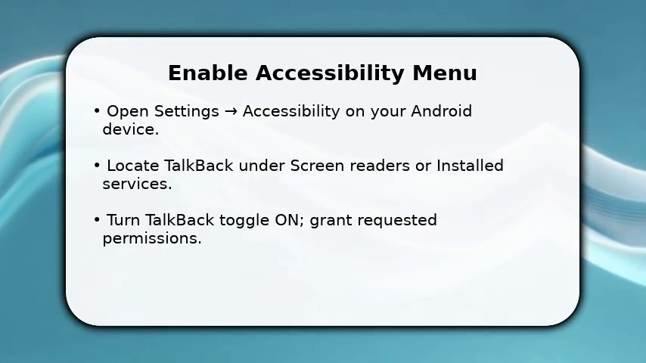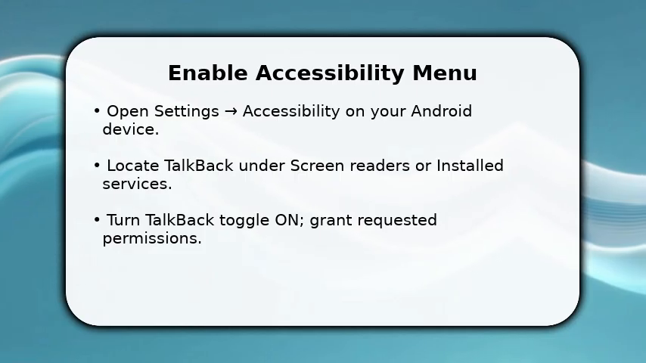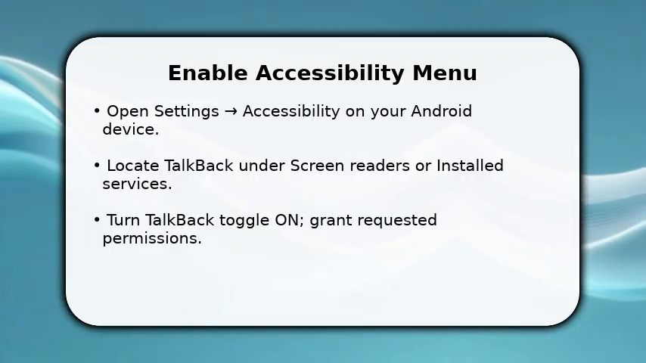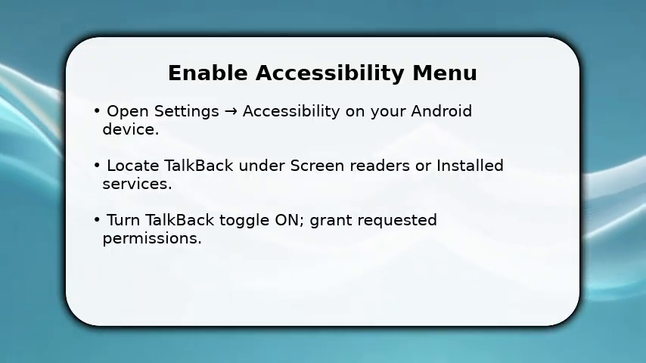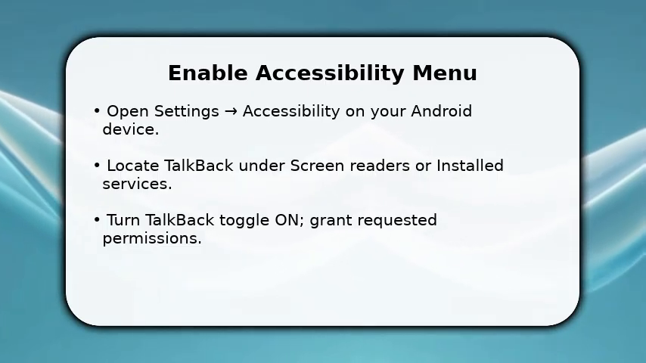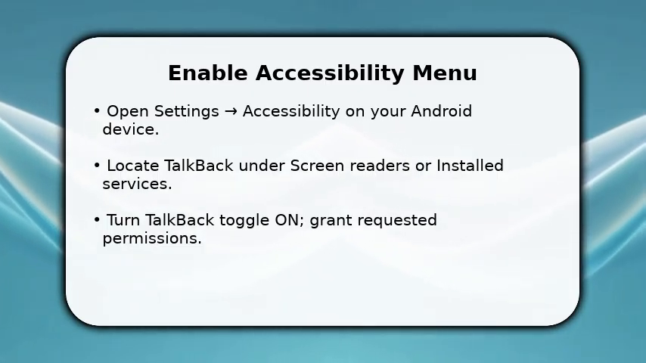Once located, flip the Talkback toggle to On and accept any permission prompts. This allows the system to speak and intercept gestures. Make sure to read the brief permission summary so you know why it needs mic or notification access. Then proceed to the next configuration step.